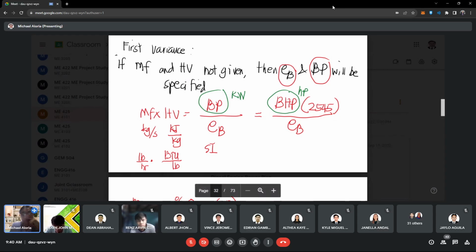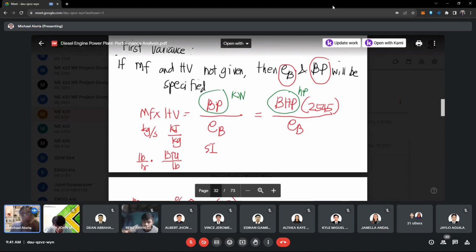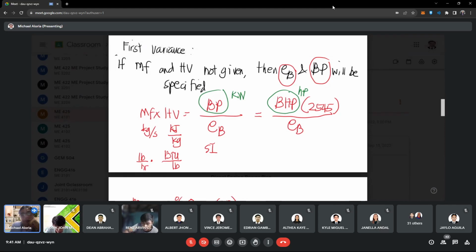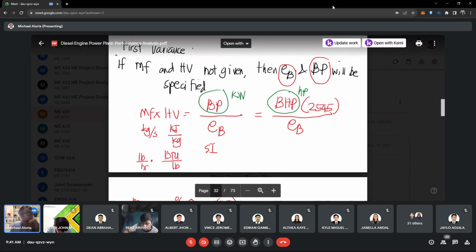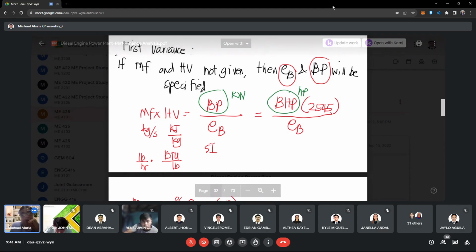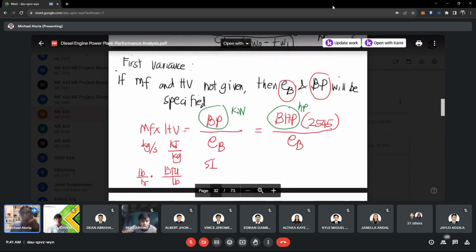Ang iyong mass ng fuel ay pound per hour. Ang iyong heating value ay BTU per pound, no? Kaya may conversion factor tayo dito para maging consistent with the horsepower unit. Okay? I-divide mo ngayon siya ng brake thermal efficiency. So that would be your equation. Ito na yung isa-substitute mo dun sa iyong equation.